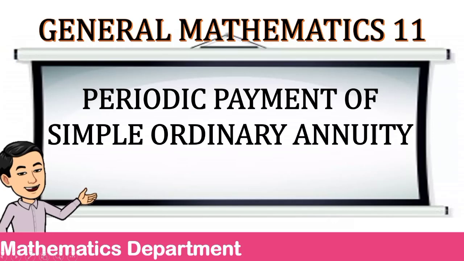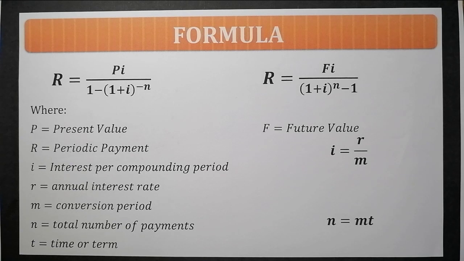Ang pag-aaralan naman natin sa video lesson na ito ay ang pagkuha ng periodic payment ng isang simple ordinary annuity. At ang mga formula na pwede natin gamitin ay ang mga sumusunod.